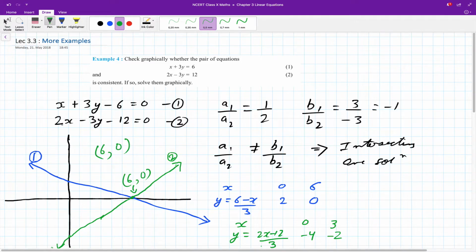Quickly, you can check: 6 plus 0 minus 6, so 6 minus 6 is 0. It satisfies equation 1. And for equation 2, 2 times 6 is 12, minus 0, 12 minus 12 is 0. So it satisfies both of these equations. And we have intersecting lines, one solution, a consistent pair of linear equations. So we started with comparing the ratios. The ratios were not equal, and we can find that these are a consistent pair of linear equations.